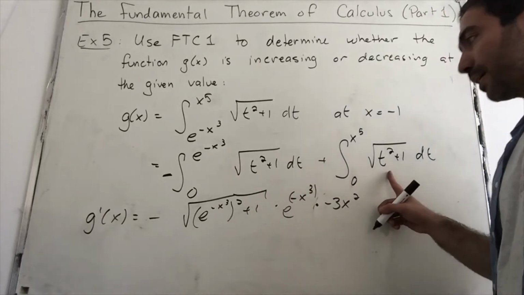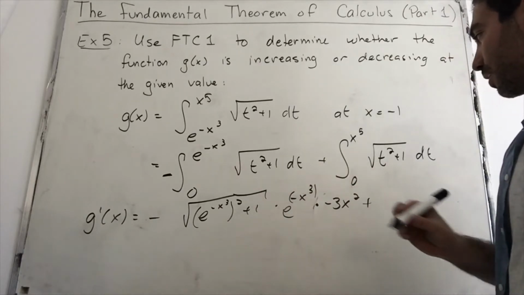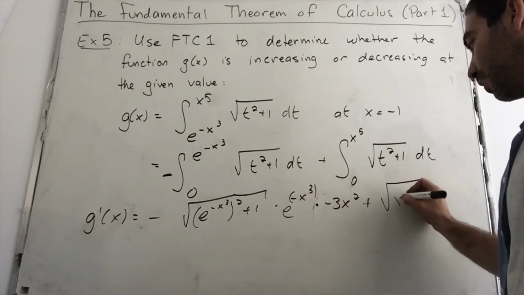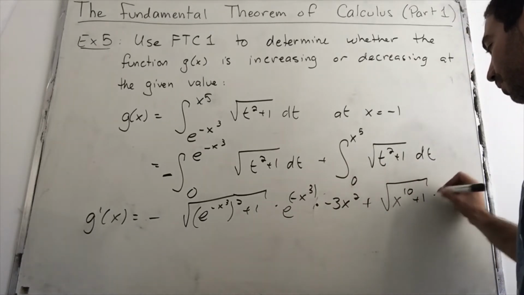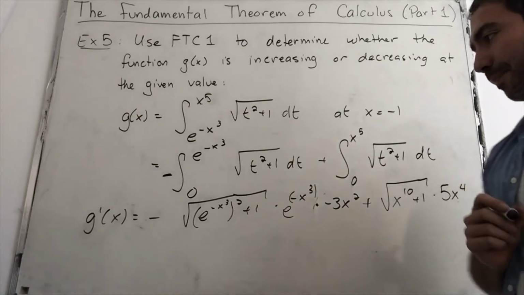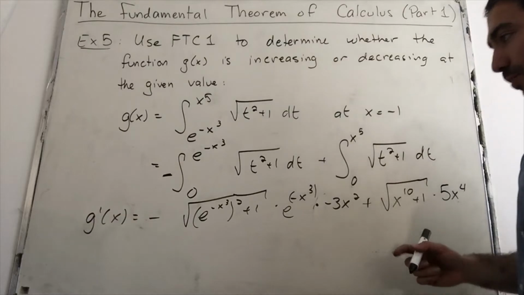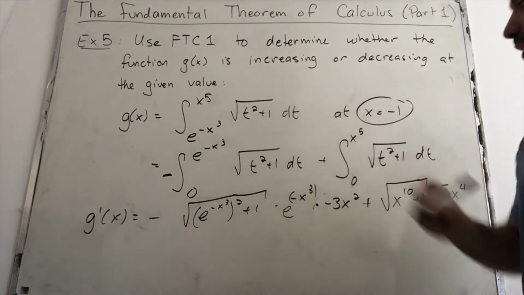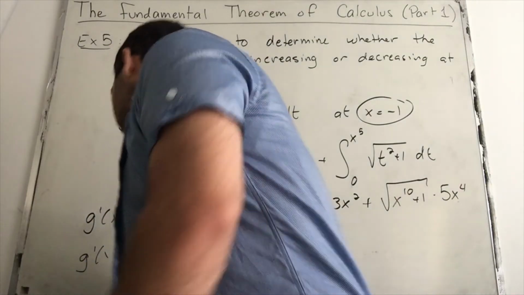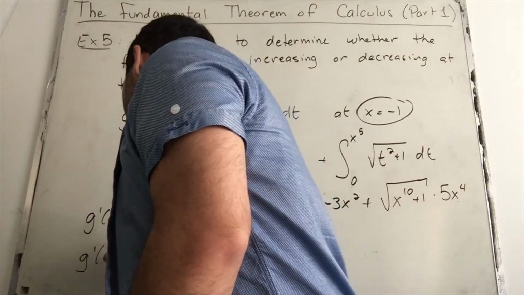Now we move on to the second piece. So plus, here we substitute the t with x to the 5, so this one's a lot easier, giving us the square root of x to the 10 plus 1 times the derivative of x to the 5, which is 5x to the 4. So what we do now is we substitute at x equals negative 1. So let's do that. g prime of negative 1.